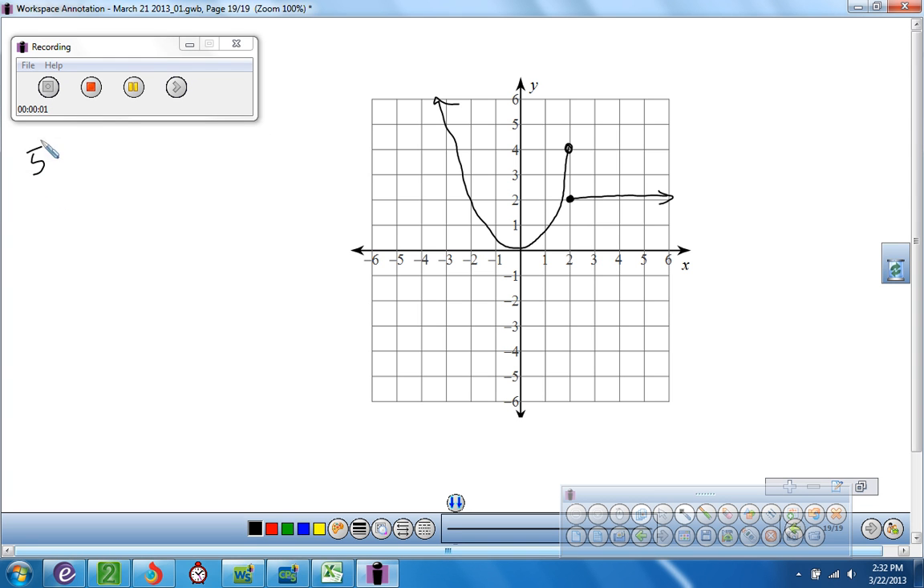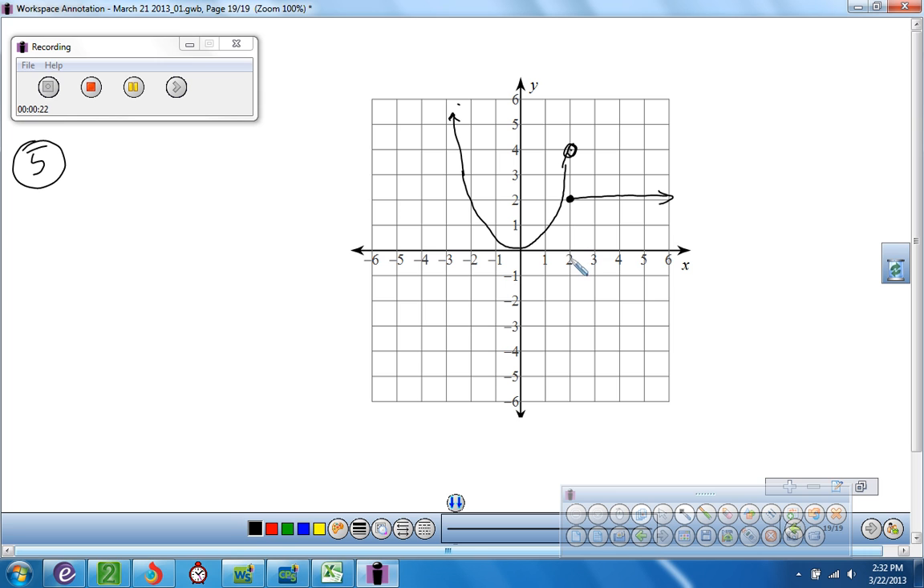Alright, here we're looking at question 5. I've roughly drawn the graph here of what should be on your paper. For question 5, it says the graph of a piecewise function is also discontinuous. What's the point of discontinuity? Well, the point of discontinuity is where it jumps.